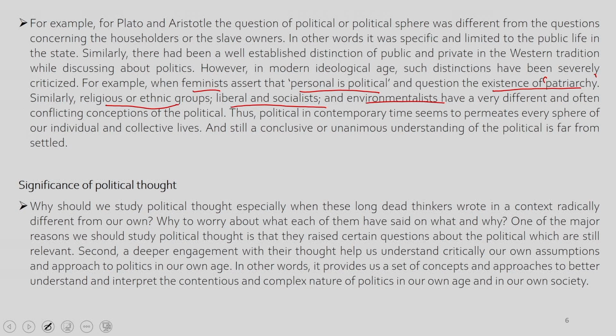thinkers. Now, the obvious question comes: what is the significance of political thought and why should we study it, especially when these thinkers are long dead and they wrote in a context which is very different from our own? So, why should we worry about studying their thinking, their treatises, in the 21st century?